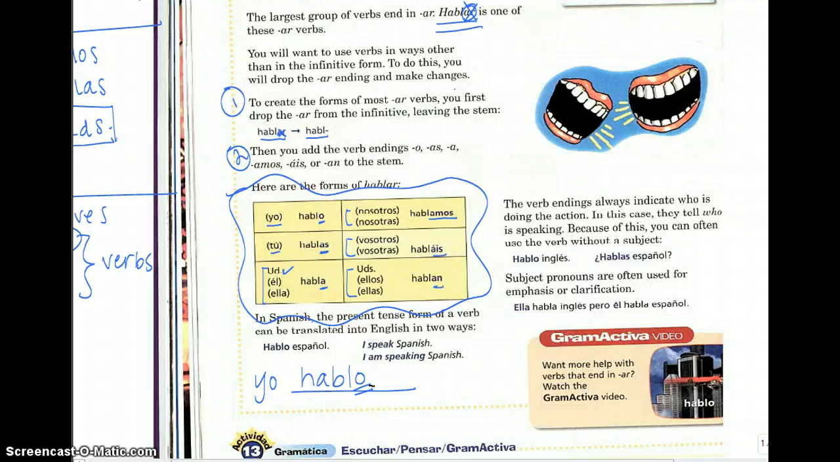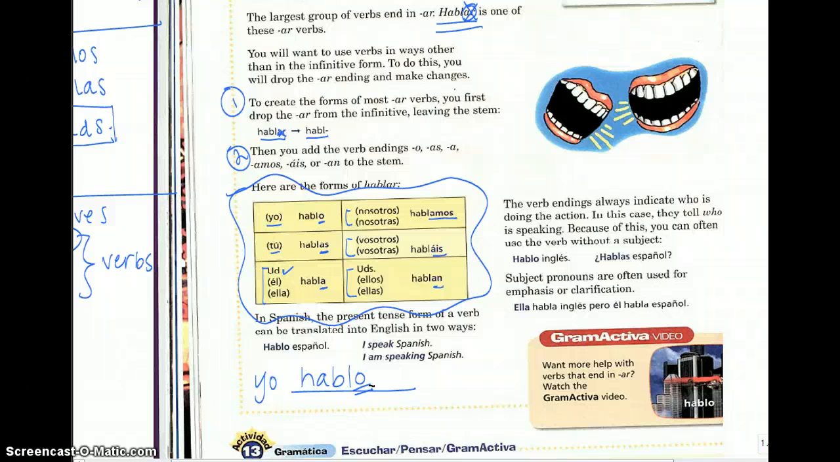In Spanish, the present tense of the form can be translated in English in 2 ways. You can either be saying, I speak Spanish, or I am speaking Spanish. Either way, you're talking about doing something right now in the present. I speak Spanish, or I'm speaking Spanish.